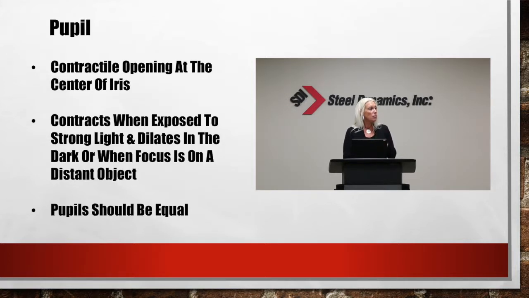We talk about the pupil. The pupil is the contractile opening at the center of the iris of the eye. It's black. The pupils should be equal. It contracts when exposed to strong light and dilates in the dark or when the focus is on a distant object.